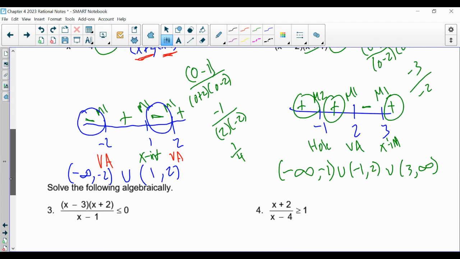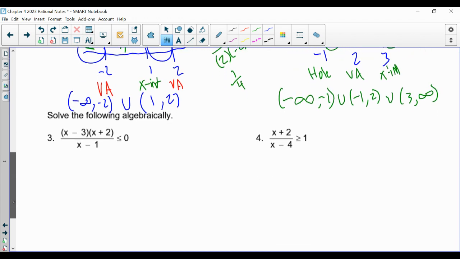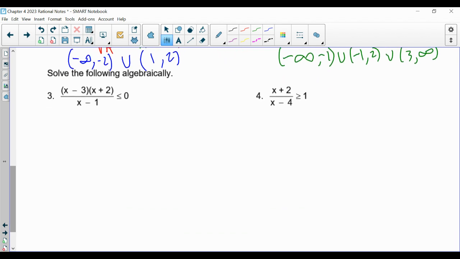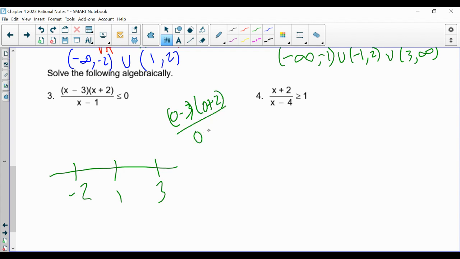So yeah, there's your basics of rationals. Number 3 is really no different. It's just or equal to. So when it comes to this one, actually, we'll do this one and maybe start the next one. So here we have negative 2, 1, 3. Let's plug in 0. And you get negative 3 times 2, which is negative 6 over negative 1. So we get a positive answer when we plug in 0.